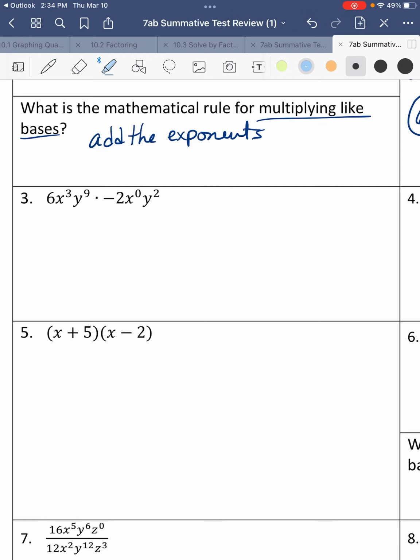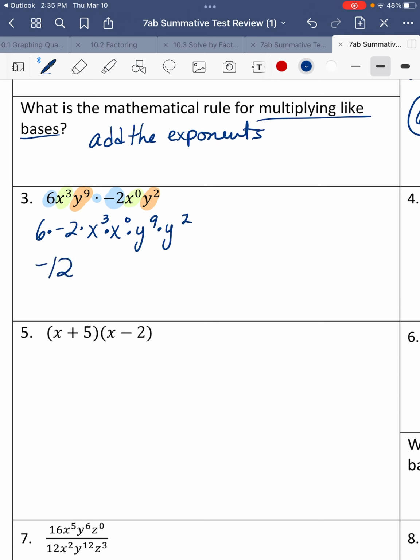Number 3. So now let's take what we just did there. We have coefficients, multiplication. We're multiplying 2 different terms, by the way, in this case. And multiply your coefficients, so that's 6 times negative 2. I'm just going to rearrange everything. We have x to the third and x to the 0. We have y to the 9th times y squared. Well, what do we do with this? Well, 6 times negative 2 are coefficients. We multiply those together. It's negative 12.